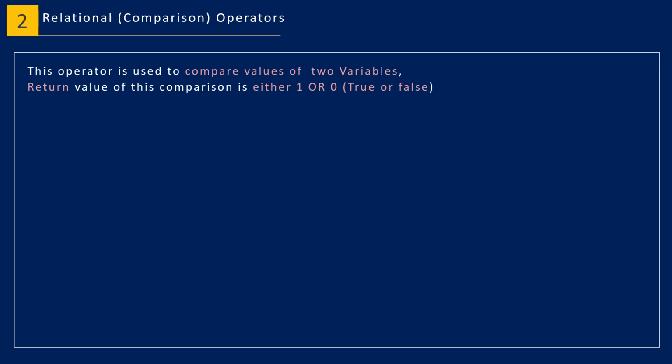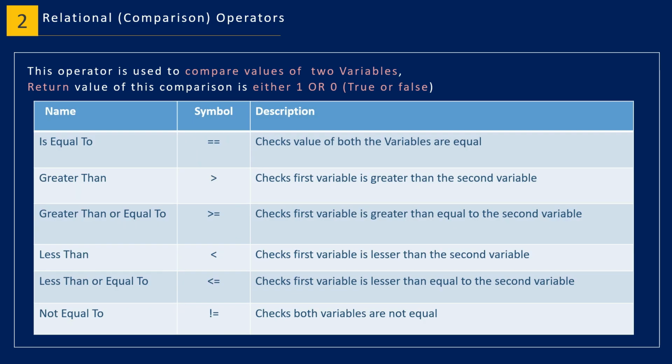This operator is used to compare the values of two variables or two operands, you can say, or two values, and it returns 0 or 1 as a result of the comparison. 0 and 1 are nothing but the Boolean data type, which returns true and false. Now we will try to understand the relational operators, or you can say comparison operators.